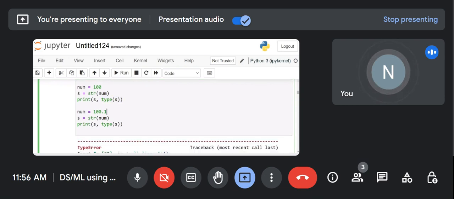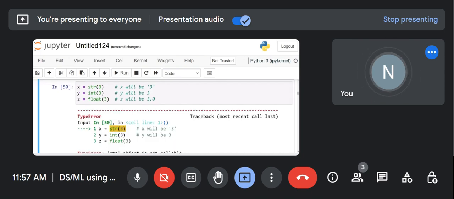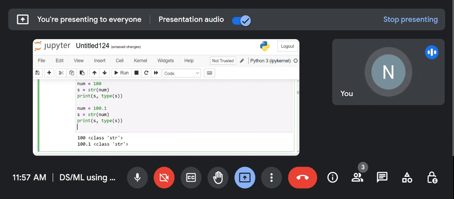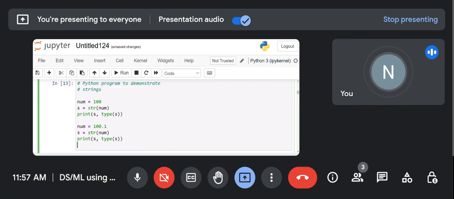Now num equal to 100.1. I converted it again into string, and I again printed its type. Let me run this code. Okay, what you are getting. So previously it was 100 and 100.1. These are the values, and these are the classes to which these particular variables belong.